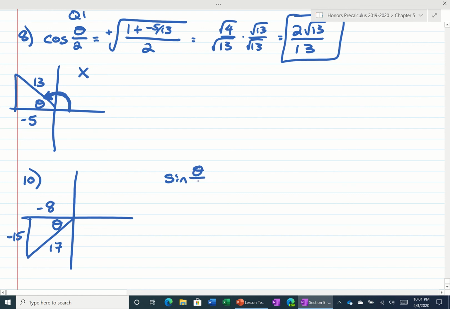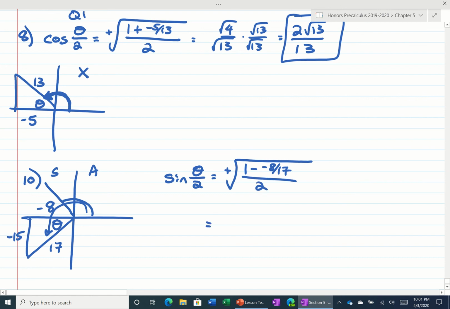So sine of theta over 2, okay. Well, if that's theta, say that's 200 degrees, right? Half of that would be 100, which puts us in quadrant 2. In quadrant 2, sine is positive. So this is definitely a positive answer. And we're going to be finding the square root of 1 minus the cosine over 2.